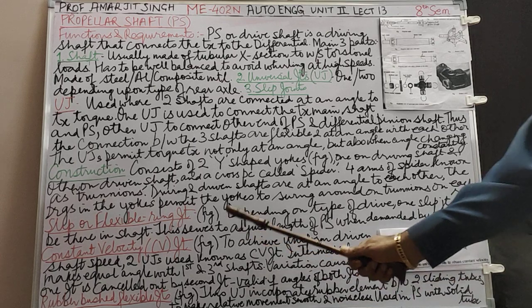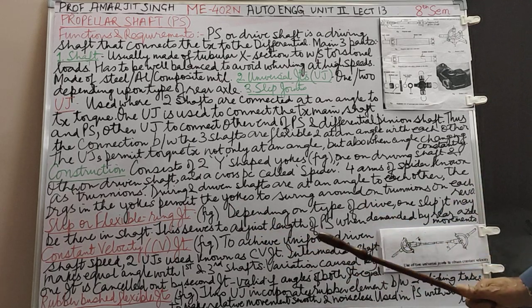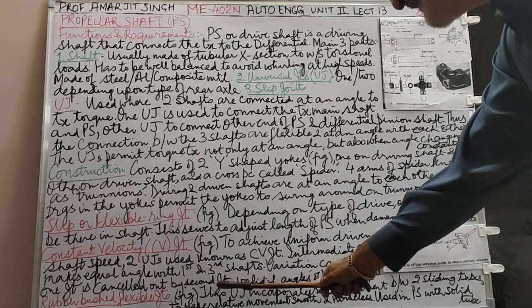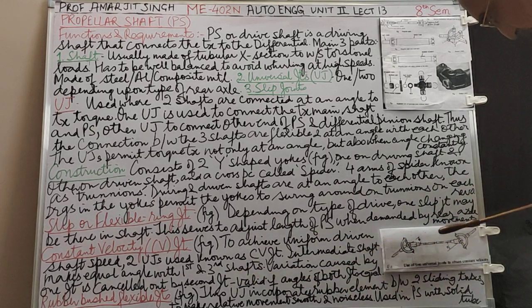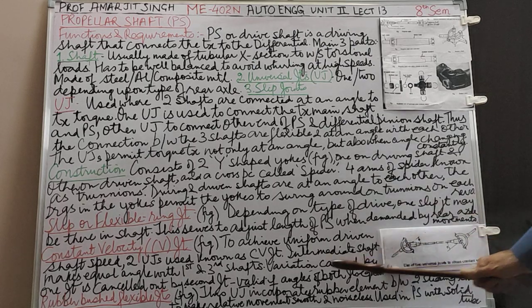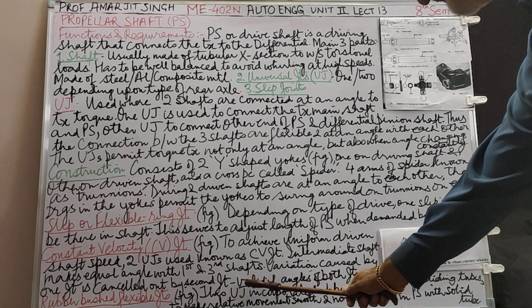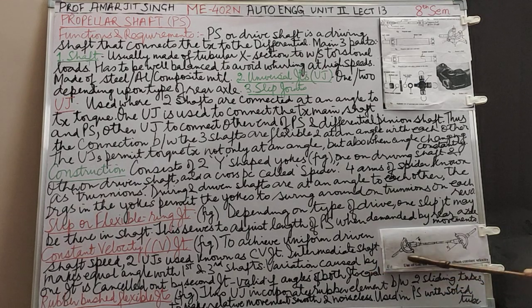The variation caused by one joint is cancelled out by the second joint. Because the angle is the same, it cancels out. This variation is cancelled by this variation. But remember, this is valid only if both the angles are equal. Generally, it's not the case. There will be slight variation, but it serves the purpose. These angles, we take them theoretically to be the same.